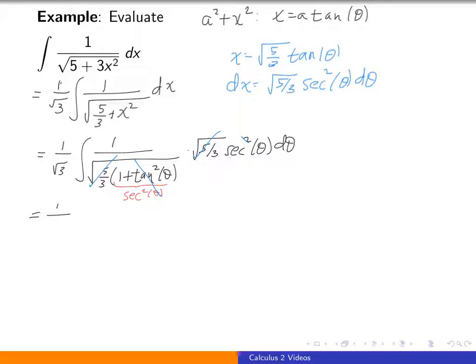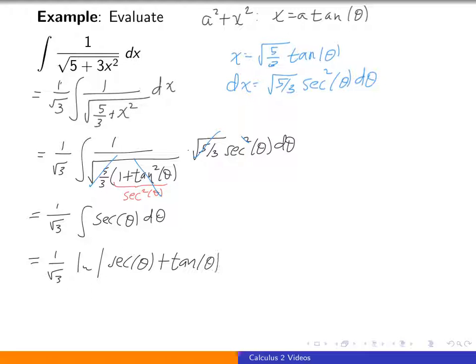You have the 1 over root 3 hanging around out front, and then you're left with just the integral of secant of theta. This is something we can find in our formula sheet for common antiderivatives. The antiderivative is the natural log of the absolute value of secant theta plus tangent theta.